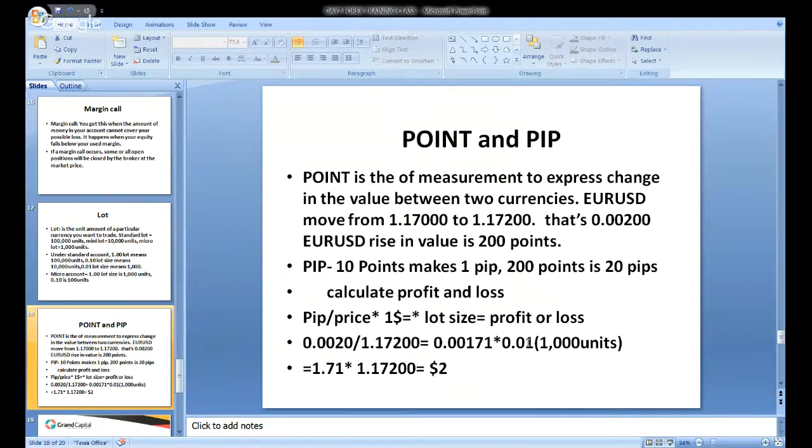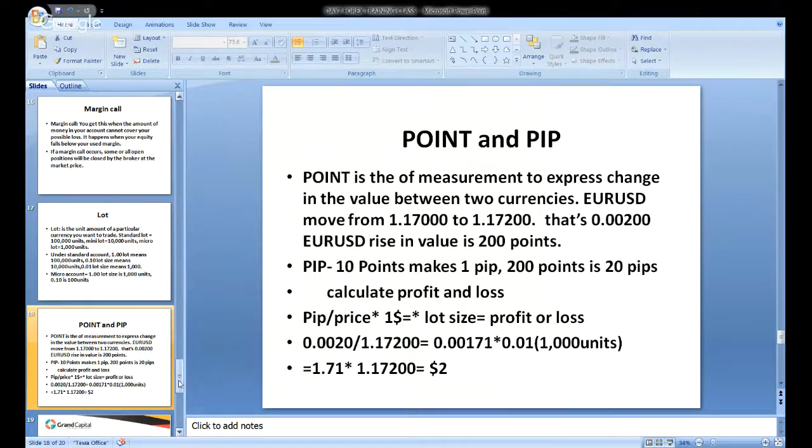Because now this 0.05 will give you 5,000 units. 5,000 units times this will give you this price. This is then times the current exchange price of euro to USD. So this is how you calculate your profit and loss based on the pips and the current price.